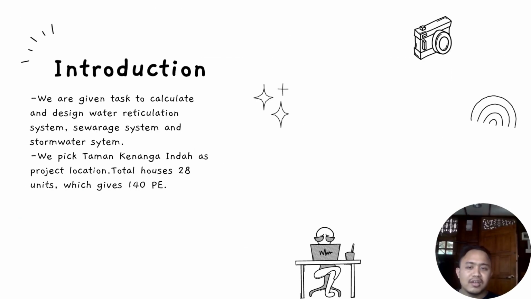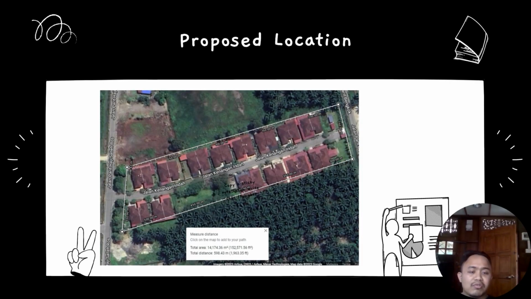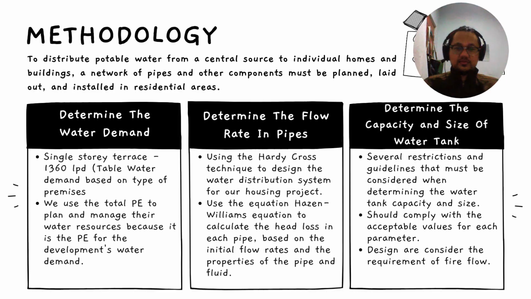We are given tasks to calculate and design a water recirculation system, sewerage system, and also stormwater system. We picked Taman Kenanga Indah as our project location. The total houses there is 28 units, which give 140 PE. This is the location of our project that we gained from Google Maps.